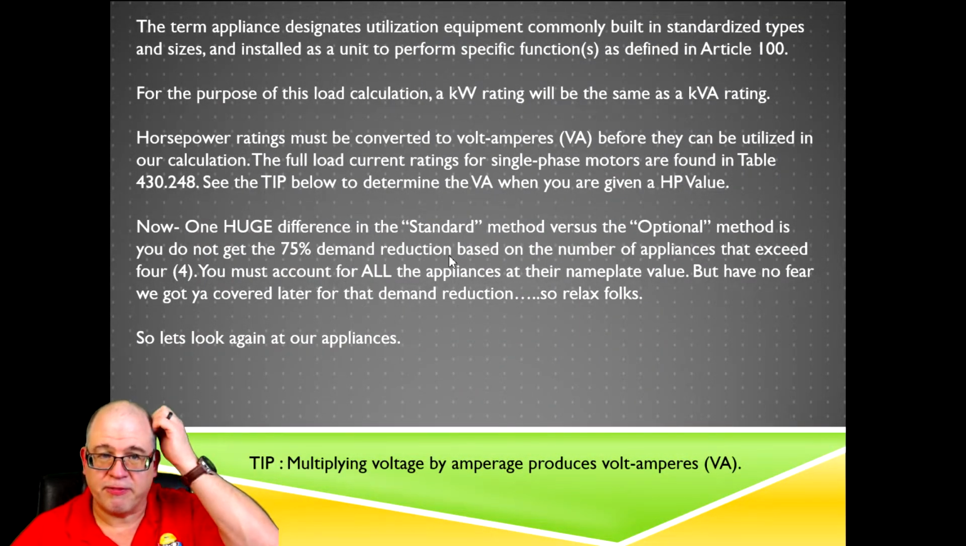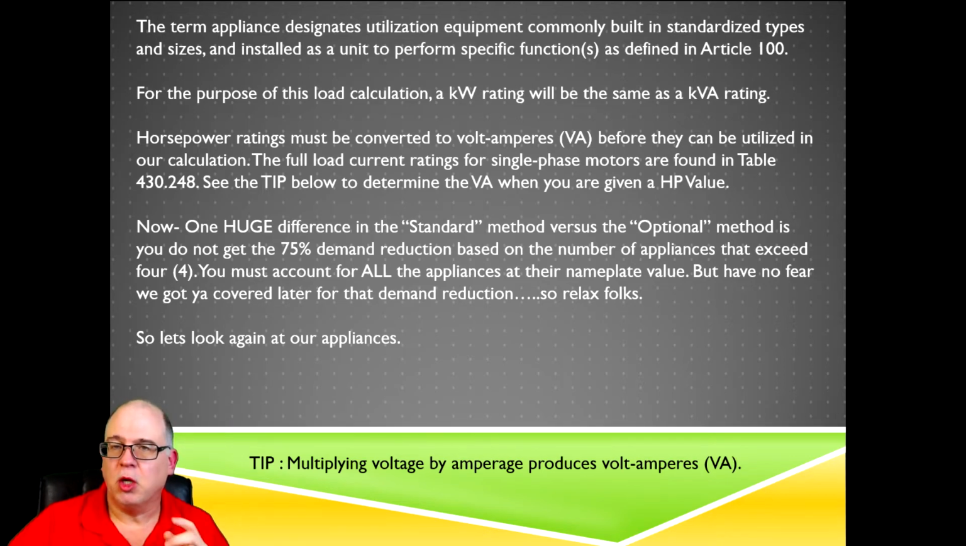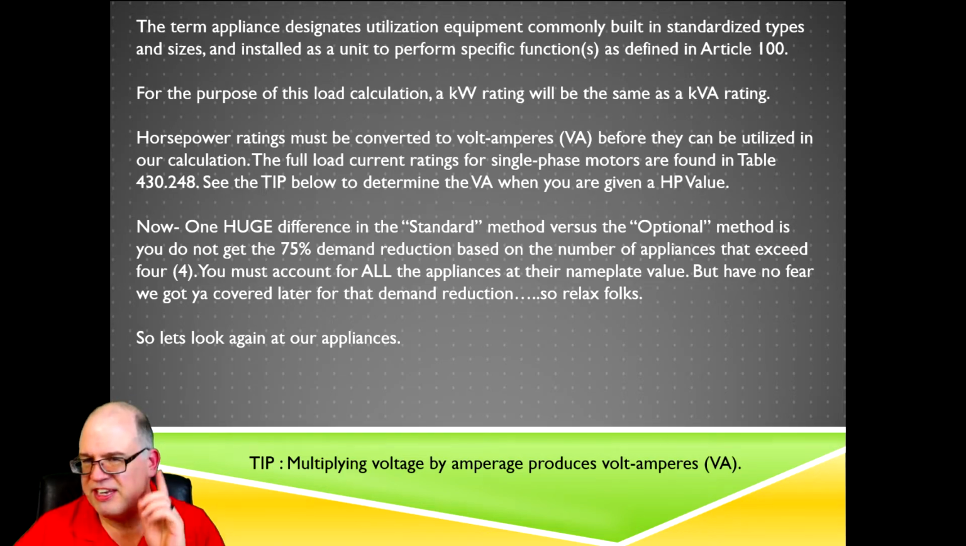The one thing that's also different that I want to make you aware of is that under the standard method, when you have 4 or more appliances, we get to apply a 75% demand factor. We don't do that here because we're so gracious with the optional method, where the first 10,000 is at 100% and the remainder at 40%. We're just going to take the appliances at their nameplate value. So it's a give and take. We don't get to apply the 75% demand factor. That is a standard method calculation thing. It's not something we're going to do with the optional method. So I want to make sure that you don't lose sight of that. That's just one of the differences, so let's move on.